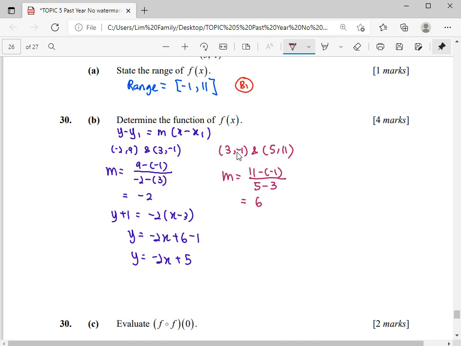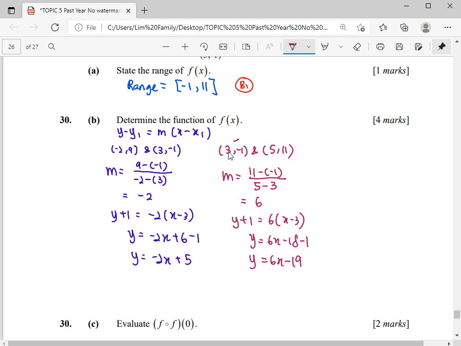Then we put it in the line equation formula. I pick this point. Either point can be used, but I pick the smaller value so that it is easier for us to calculate. x minus 3. So we expand and move the 1 to the right hand side. We get this line equation.